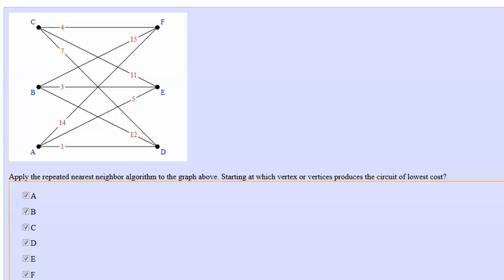And the last one from F will give you F, C, D, A, E, B, F for a cost of 35 total. So you'll find that you have 4 circuits that cost 35, and that's the lowest cost. And they start at A, B, D, and F. So that would be the correct answer to this question.